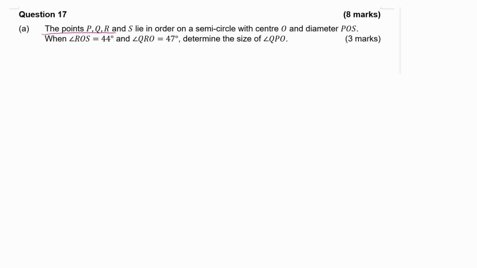The points P, Q, R and S lie in order on a semicircle with centre O and diameter POS. When angle ROS is 44 degrees and QRO is 47, determine the size of angle QPO.